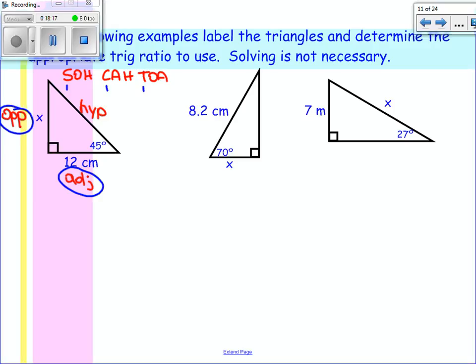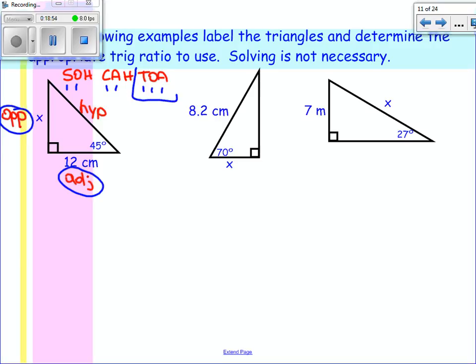I then check off all the letters that would correspond with what I want. So, I want my opposite, correct? I check off anywhere that I see an O. I have my adjacent. So I check off anywhere I see an A. You use the one that has three check marks. So which one has three check marks? TOA. That's the one you use.